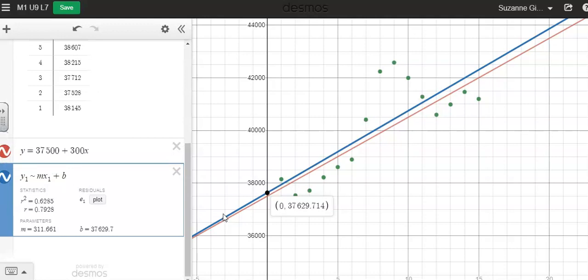This created this blue line, which was fairly close to my red line that I had estimated. It is a linear regression line, and it gave me values for M, the slope, and the y-intercept of the line. And then R, right here, is the correlation coefficient, which gives me information about the strength and the direction of the correlation between my variables.